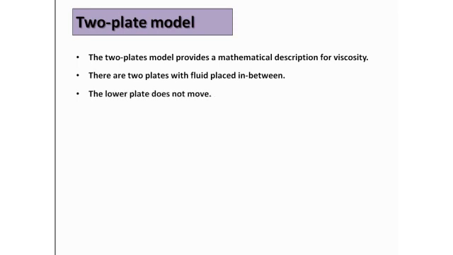The lower plate remains static, it doesn't move. But the upper plate is moving from this direction to suppose this direction. While moving, the upper plate will apply some sort of stress over the surface of the fluid here, right? As it moves, this upper plate will introduce some sort of stress over the surface of the liquid which is in touch with the upper plate, right?